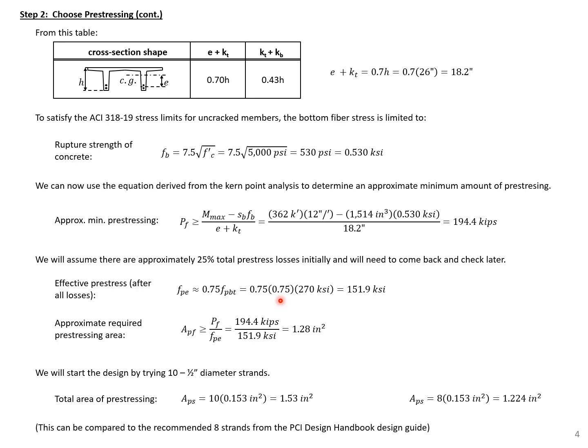We need to assume an effective pre-stress after all losses, which we're going to assume 25% total losses, which is a reasonable assumption. And it might be less than this. We'll calculate it when we're analyzing the actual section. But here we can see a value of 151.9 ksi.